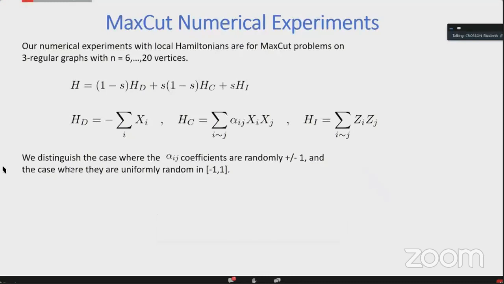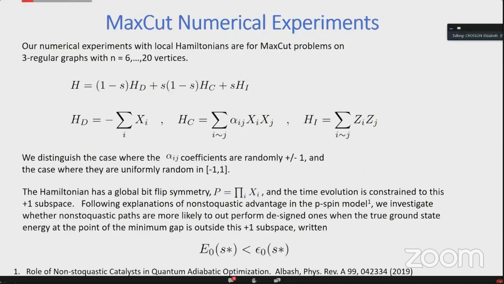And then, if you're really kind of an expert in this, here's another sort of case breakdown we consider. The Hamiltonian that we've written here has a global bit flip symmetry, and the time evolution in the pure unitary case is constrained to the +1 subspace of this symmetry.